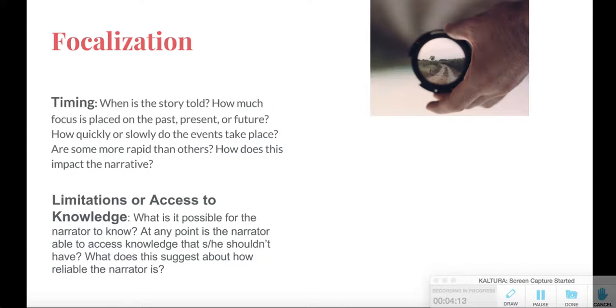Another element that contributes to the lens of focalization is limitations or access to knowledge. What is it possible for the narrator to know? At any point, is the narrator able to access knowledge that she or he shouldn't have? What does this suggest about how reliable the narrator might be, or how self-conscious the narrator might be?